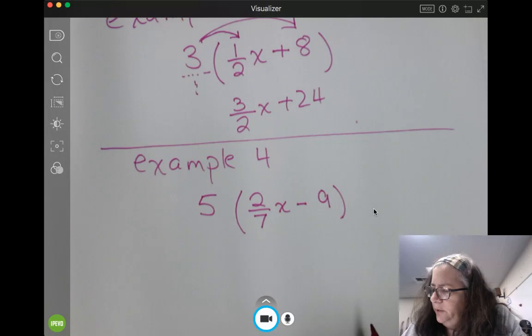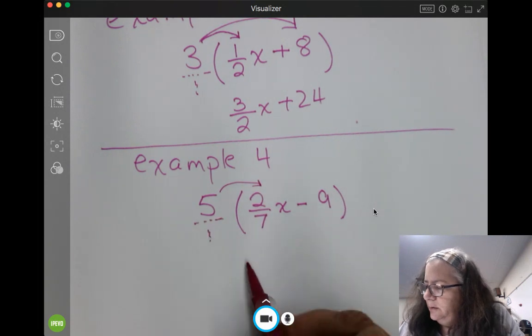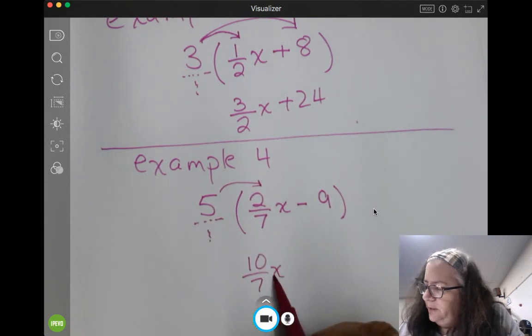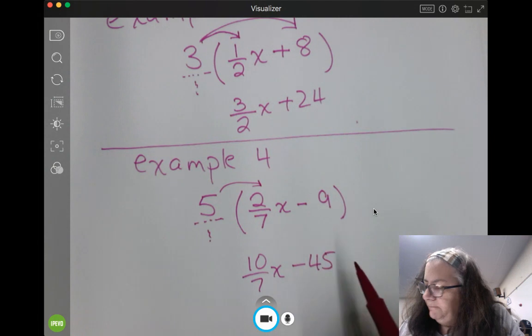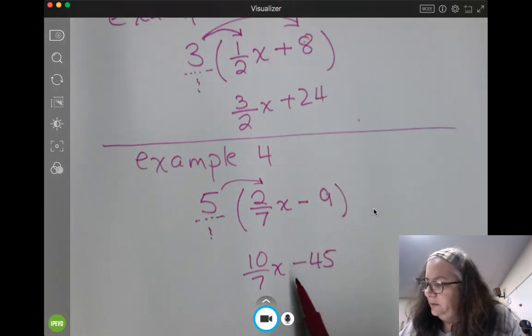Go ahead and do it yourself, and then see if you got 10 over 7x minus 45. Right? These two are equivalent expressions.